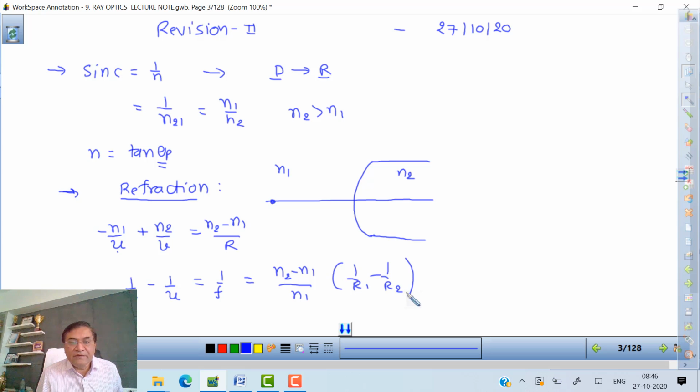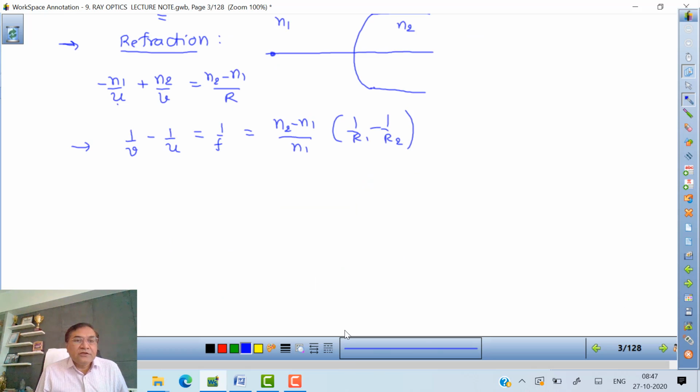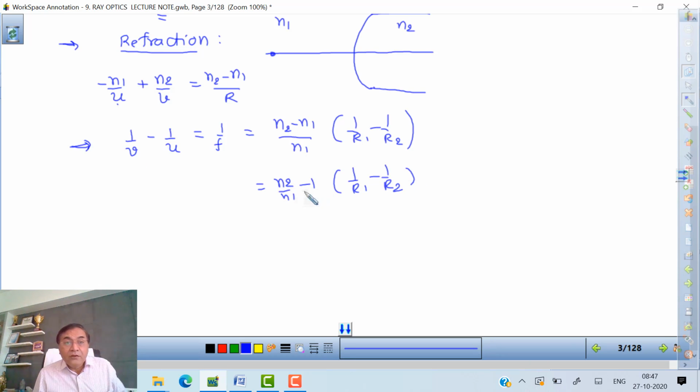Lens maker formula, do you all remember it? Okay. So this again, you know this, what is the symbol? Many times we also write this as n2 upon n1 minus 1, 1 upon r1 minus 1 upon r2. So from here we can say that focal length of the lens depends on the medium in which the lens is placed, because it depends on n1. Who is n1? The medium in which the lens is placed.